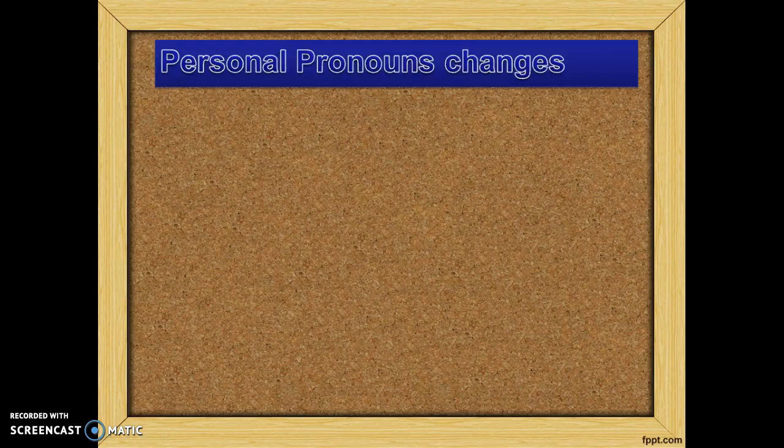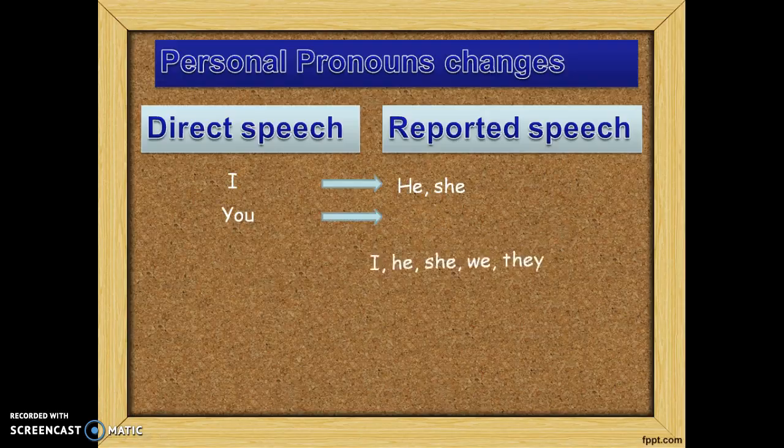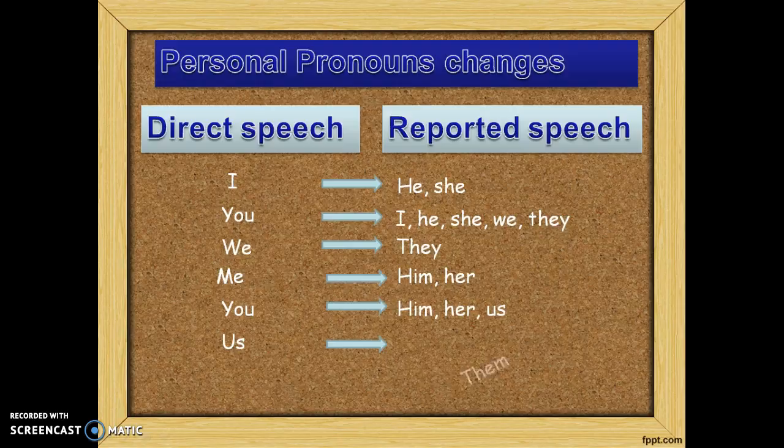Let's see next. Personal pronoun changes. Direct, reported again, and see the changes: I into he or she, you changing into I, he, she, we, and they. We can change into they. Me, the object, into him or her; you into him, her, us, them. Okay.